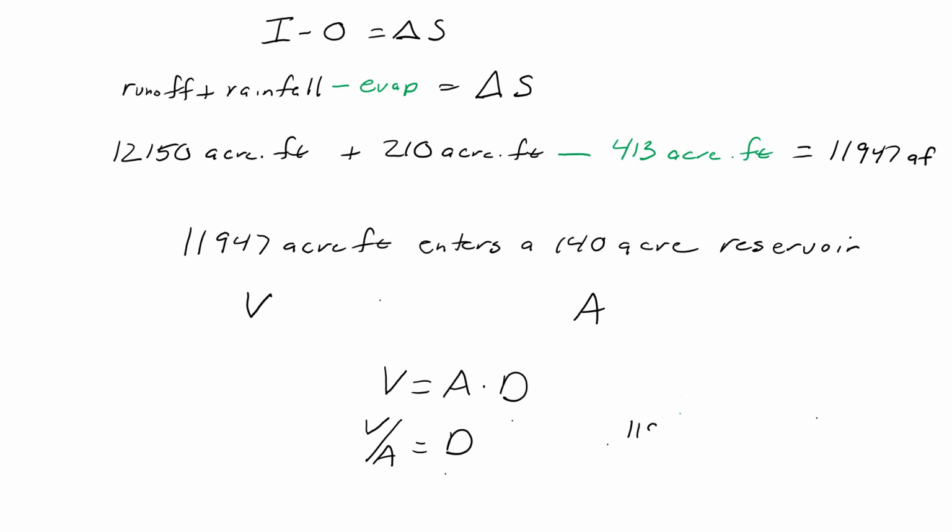If you look at the units, what's our volume of water? 11,947 acre feet. What's our area? 140 acres. What's really nice is the unit should work, right? Cancel out acres. What are we left with? Feet. And if you actually go through the math, you should get 85.34 feet.